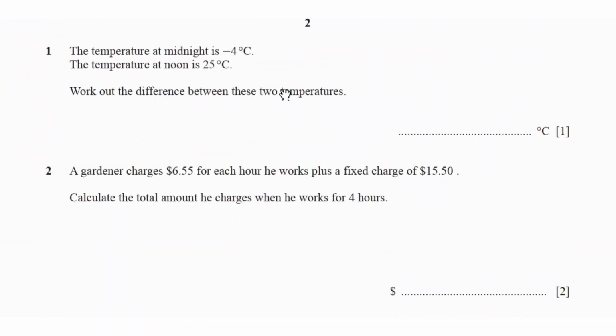And the first question says that the temperature at midnight is -4 degrees Celsius. The temperature at noon is 25 degrees Celsius. Work out the difference between these two temperatures. So simple as that, we're going to subtract -4 from 25. Whenever we're subtracting a negative integer from a positive one, you end up adding the two. So it becomes 25 plus 4, and that is 29 degrees Celsius.